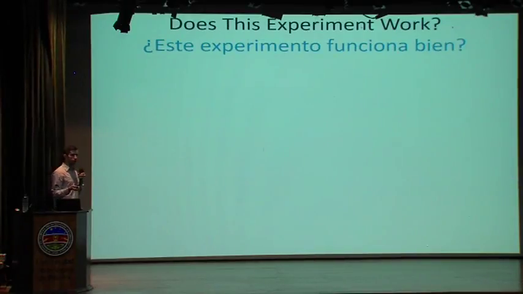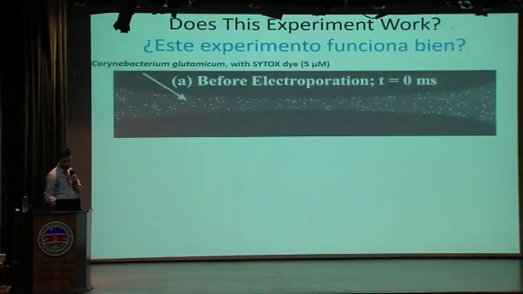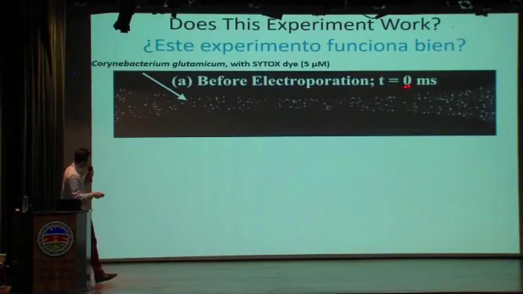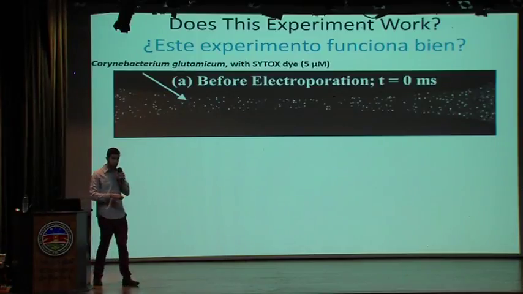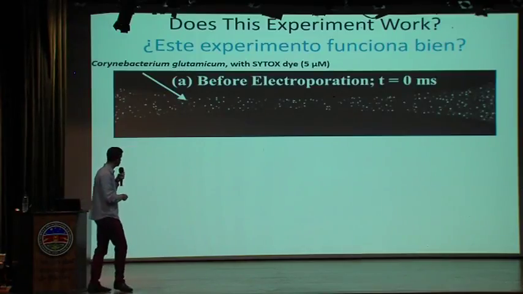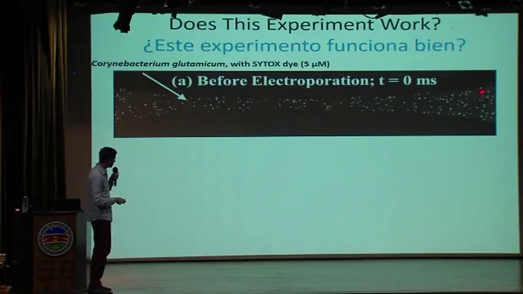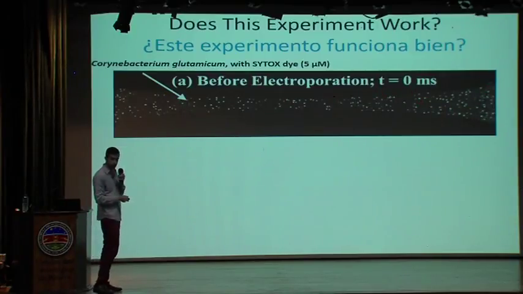So does this experiment work? I mean, everything I've proposed so far is just an idea. So here we have the actual microchannel. This is an actual microscope image. And there are a few cells that are already fluorescent, right?